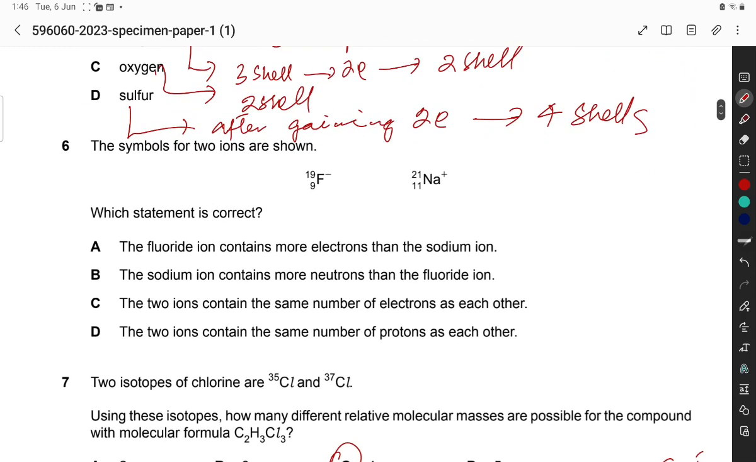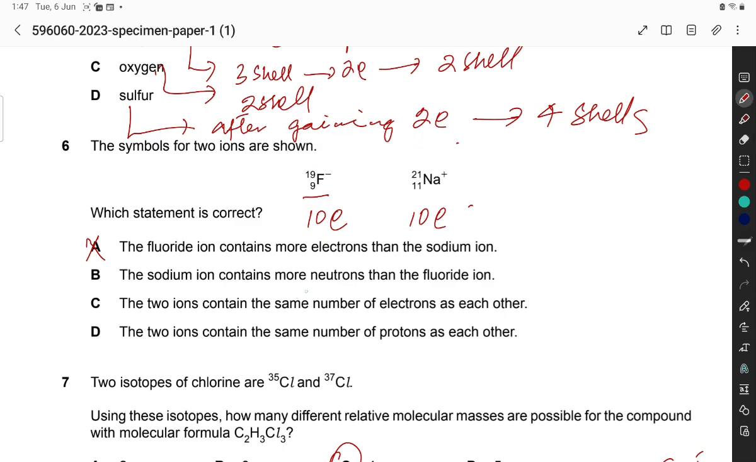The symbols for 2 ions are shown. Which statement is correct? The fluoride ion contains more electrons than the sodium ion. The fluoride ion has 10 electrons after gaining. The sodium ion has 10 electrons after losing. So it is incorrect. The sodium ion contains more neutrons than the fluoride ion. It has 10 electrons, 10 protons. The sodium ion contains more neutrons than the fluoride ion.